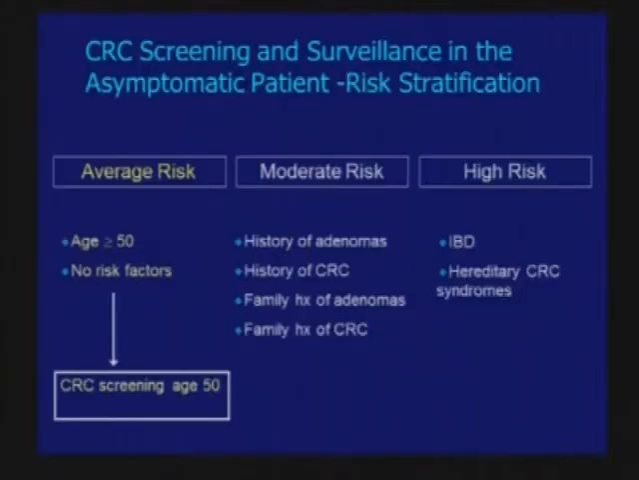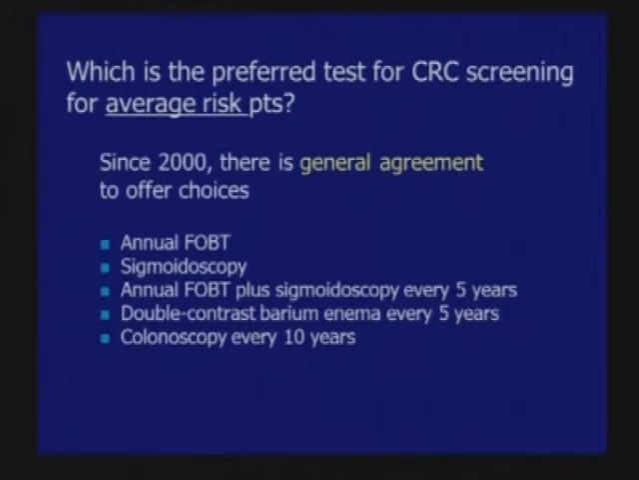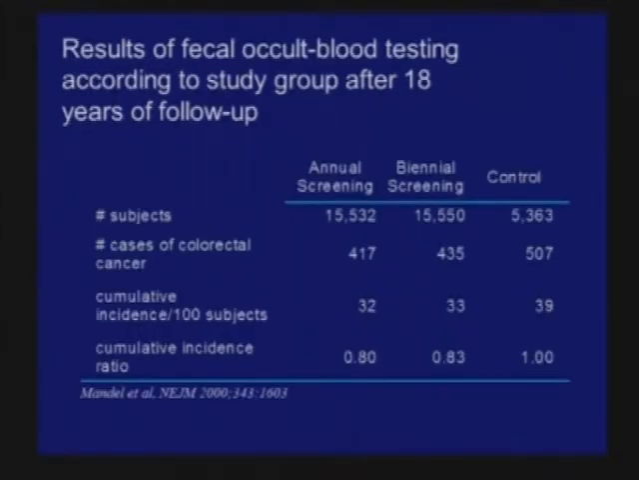So we're going to focus now on average risk, and this is really the individual who is age over 50 and has no risk factors and has no symptoms. And in the US, we've really made a decision that something needs to be done for this patient population. You have lots of choices: annual occult blood testing, sigmoidoscopy, annual occult blood testing plus sigmoidoscopy. Double contrast barium enema was part of the decision for many years, or colonoscopy every 10 years. Now let's review some of the data that pertains to these choices.